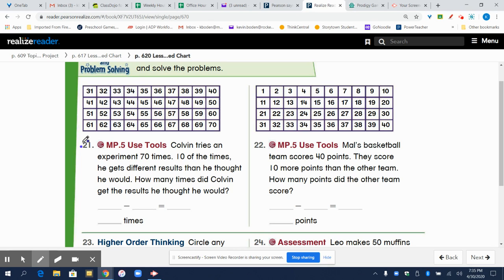Colvin tries an experiment 70 times. Oh, wow, that's so many. I'm going to remember that and I'm going to circle it. 10 of those times, he gets different results than he thought he would. I'm going to remember that too. 70 times he tried an experiment and 10 times he got different results in his experiment. How many times did Colvin get the results he thought he would? Oh, wow, they're trying to trick us.